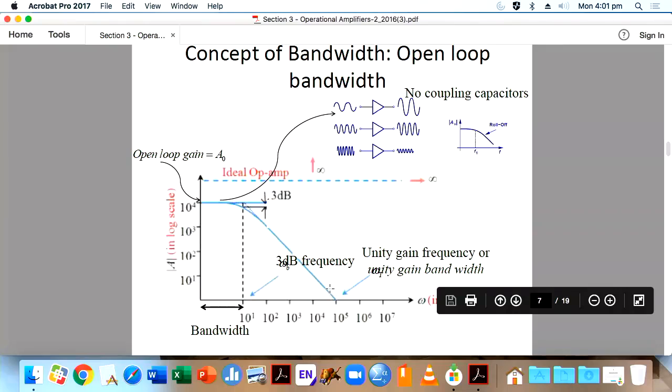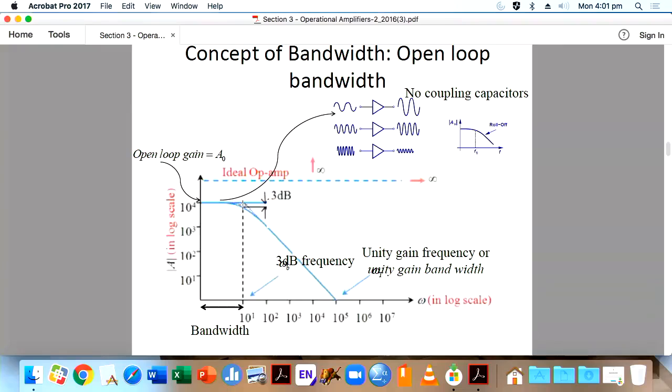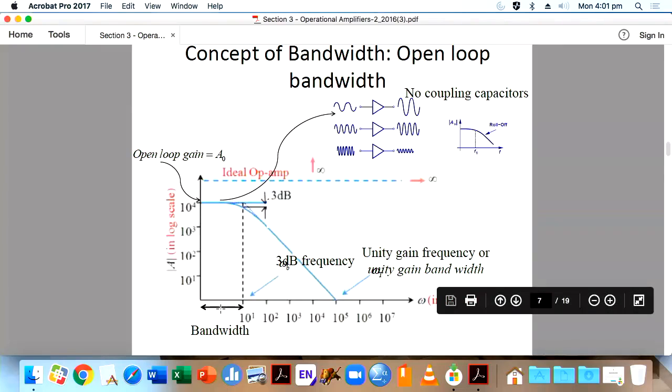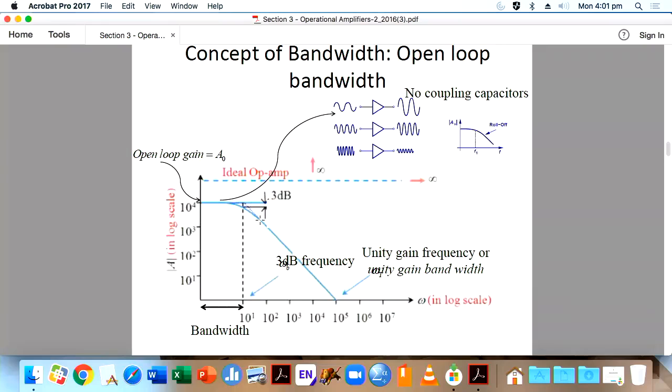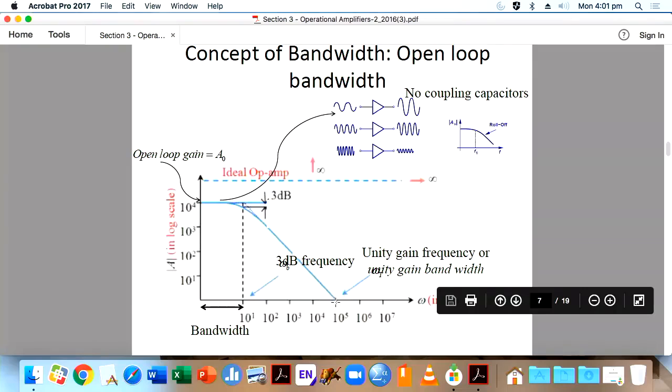Wherever the gain is constant, from 0 hertz to the minus 3 dB point, that is called bandwidth. It means the frequency range at which your gain is constant is called bandwidth. Then it keeps rolling down. When your frequency increases, your gain decreases, until it touches 0 dB. At this particular frequency, at which your gain equals 1, that is called the unity gain bandwidth.